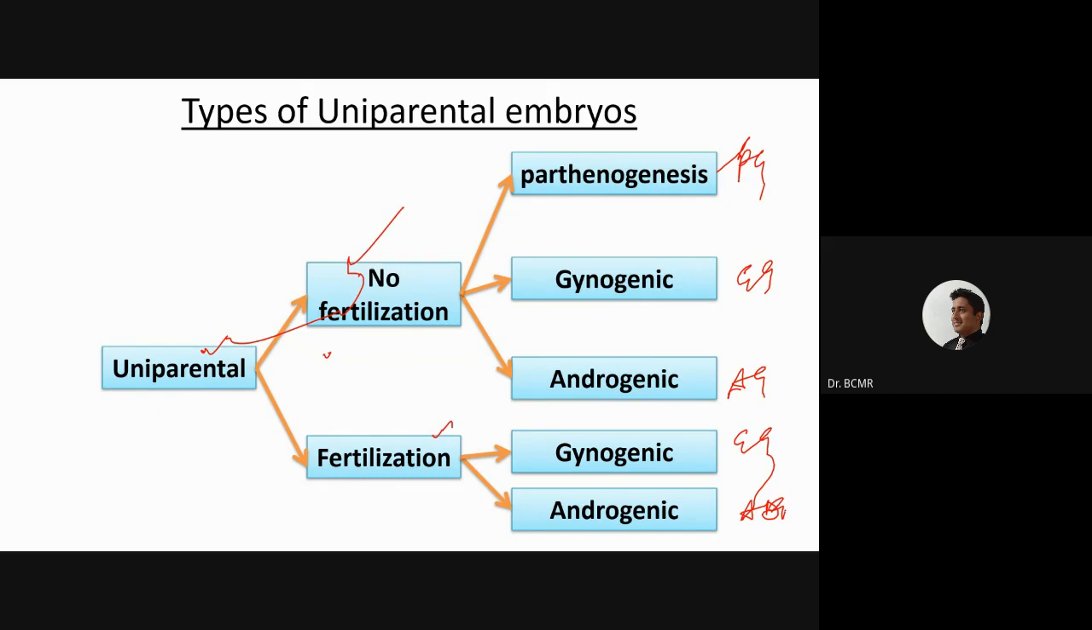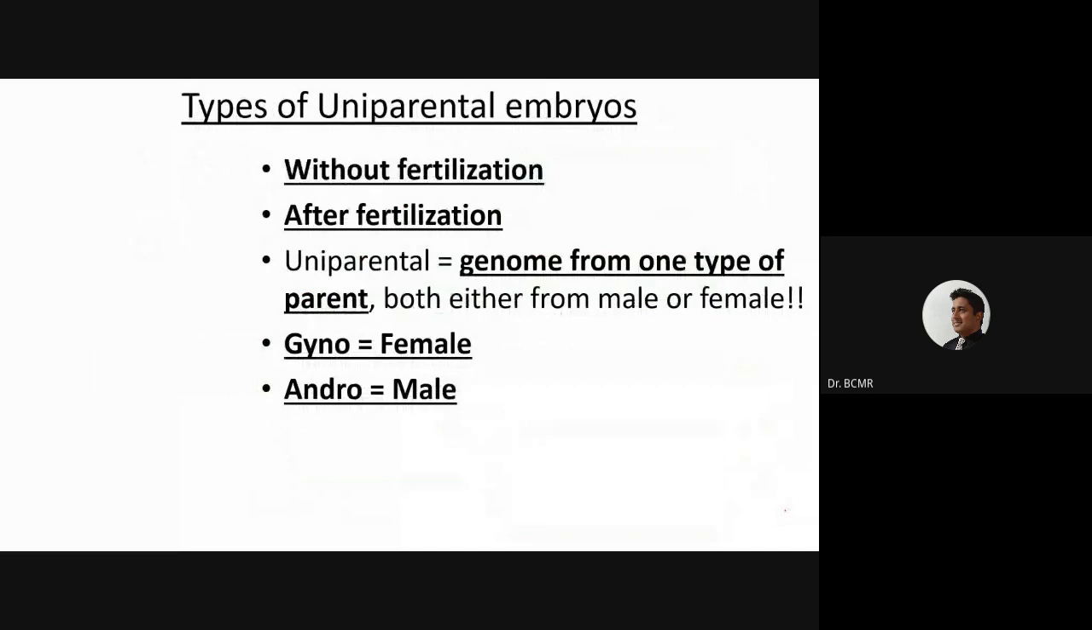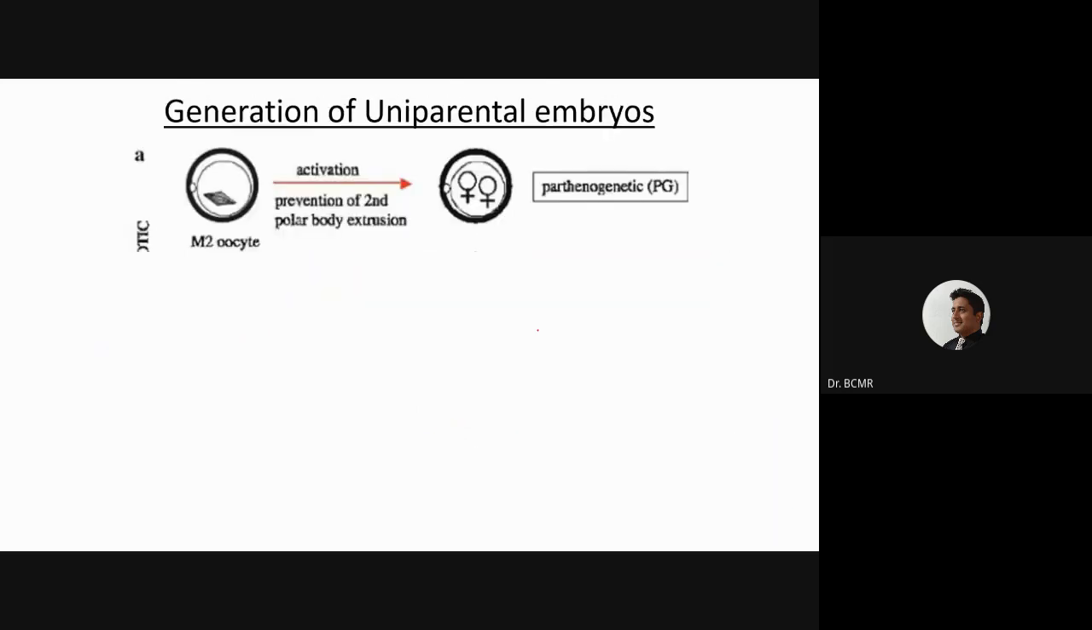Okay, so we need to get used to some terminology as usual. Gyno means female, or I might say maternal, and andro is for male, or I could say paternal. And we have discussed different ways of how uniparental embryos are generated.